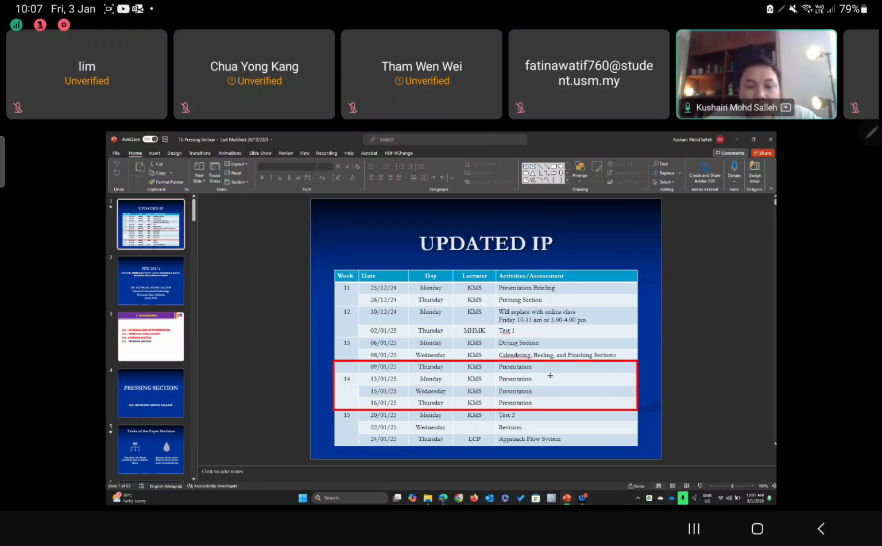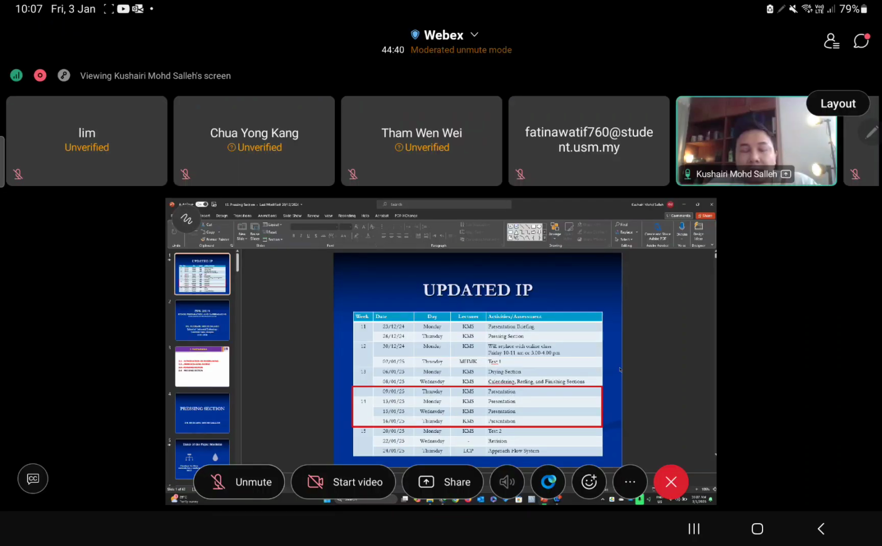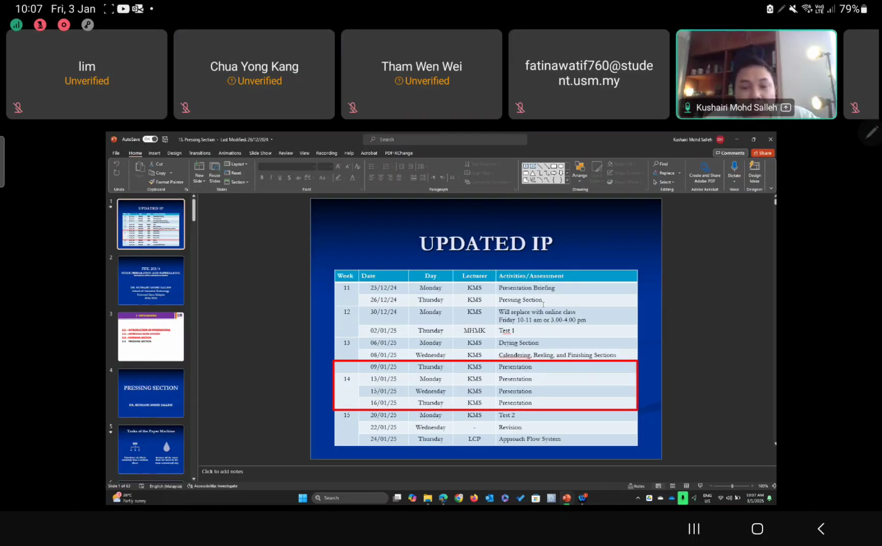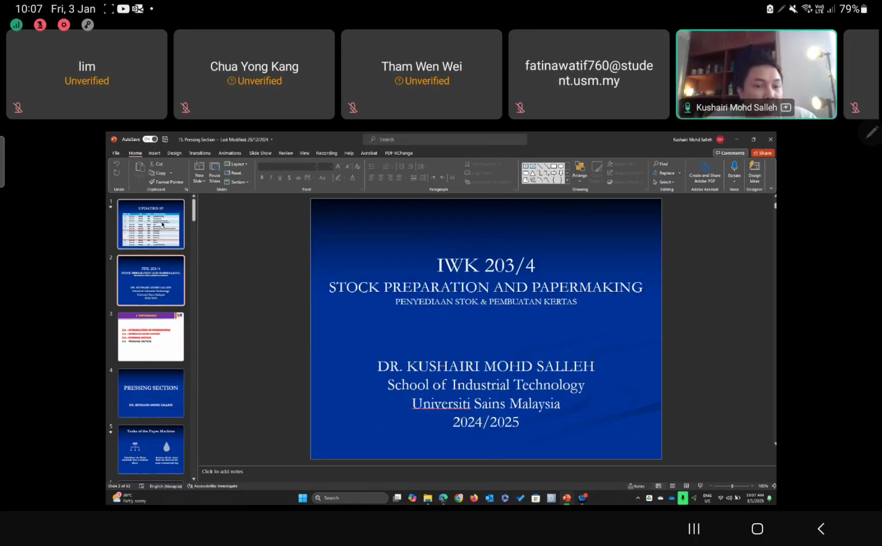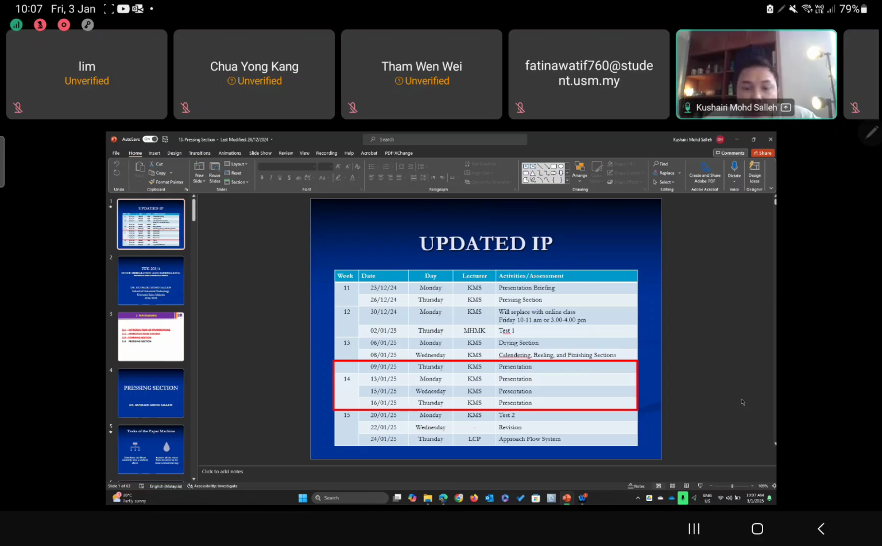So today we will try to cover the drying section. Since the Monday class, we cannot have the class, since I need to attend somewhere else. I need to go to JB. I need to visit the factory. So that's why, by hook or by crook, we need to have this replacement class. So for that, we can try to cover part of the drying section.